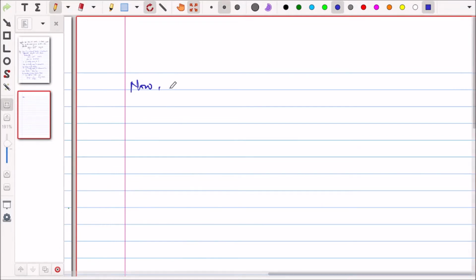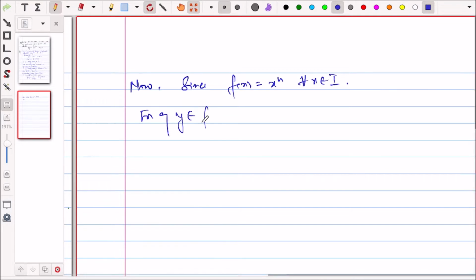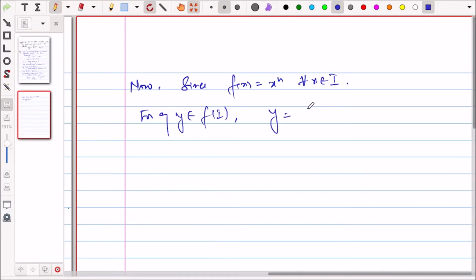So just apply that. Since f(x) is equal to x to the power n for all x belonging to I, for any y belonging to f(I), y is equal to f(y^(1/n)). So this is the preimage.